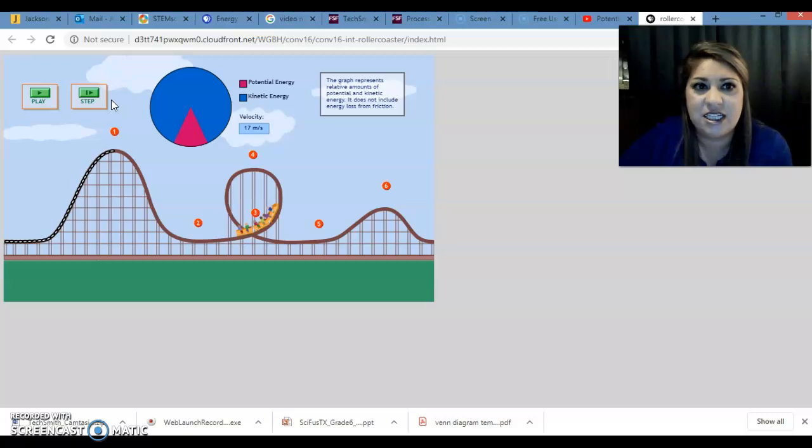And hopefully you guys said more potential energy. So that's our gravitational potential energy. We increase the height, then we're going to increase our potential energy. Okay?